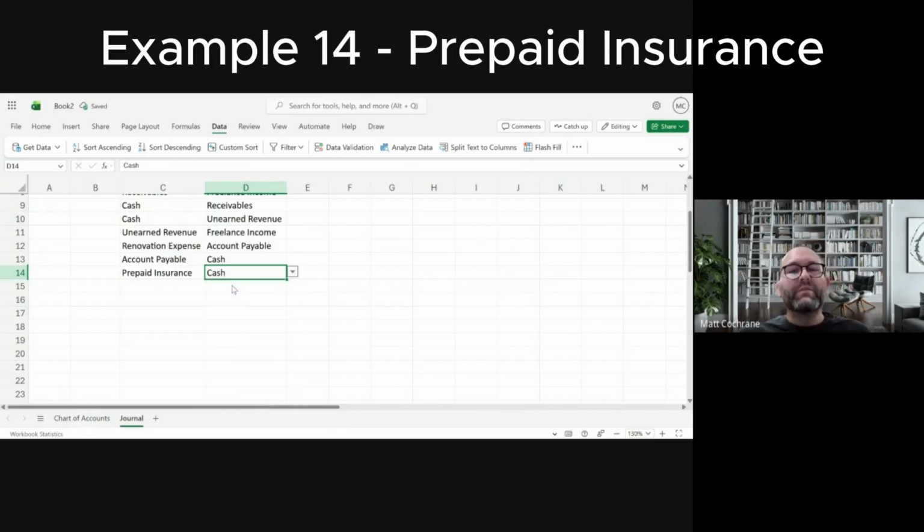So we're just converting. And notice here that the fundamental accounting equation, assets equal liabilities plus equity, in this case, prepaid insurance is an asset. It goes up and cash goes down by an equal amount. So the accounting equation stays in balance.